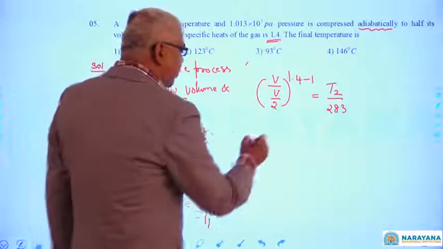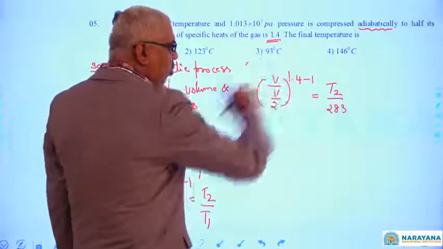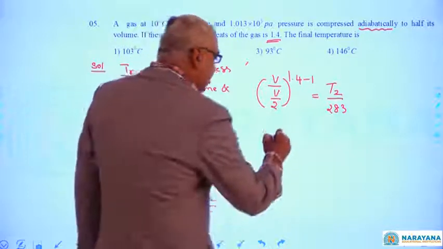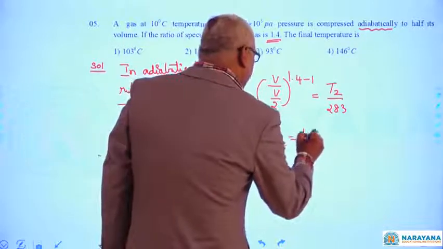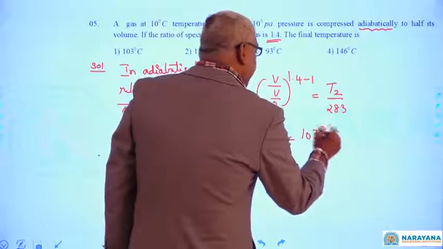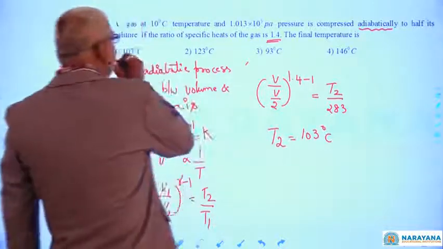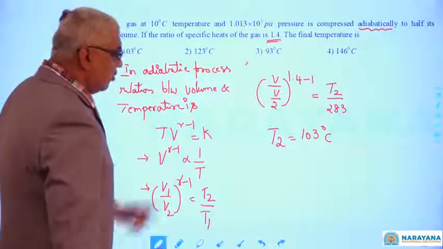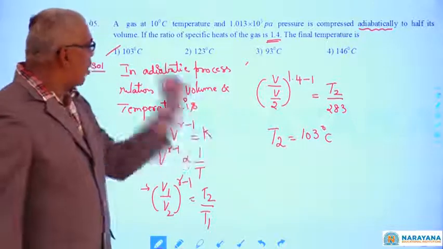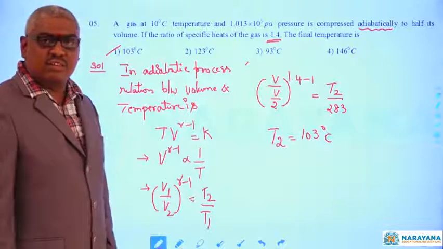On simplifying this whole thing, what you will get is T2 equal to 103 degrees Celsius. Got the idea? So which is your first option? The first option is given as 103 degrees Celsius. Is it clear?